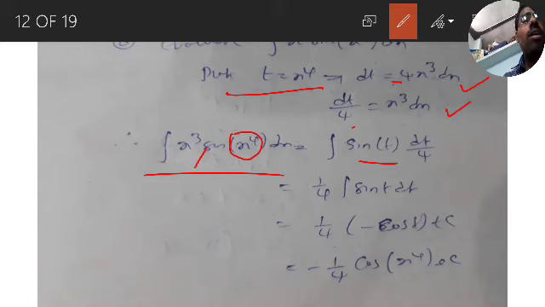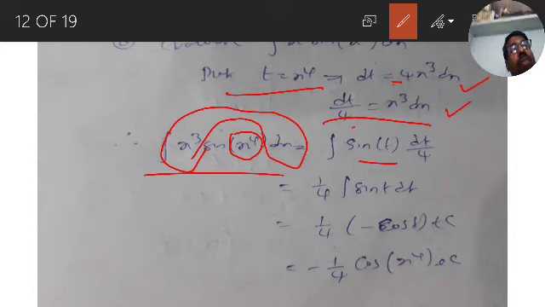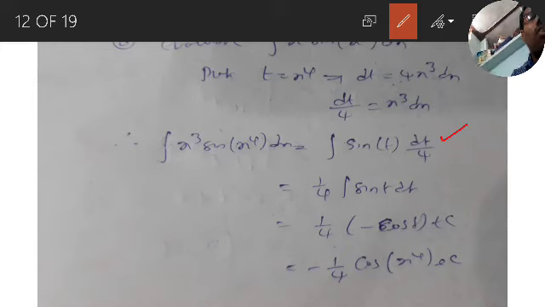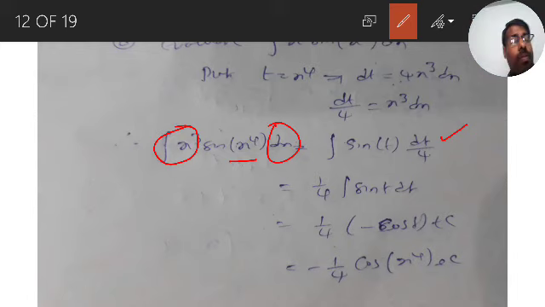Now x cube into dx. What is x cube into dx, guys? X cube into dx is dt by 4. X to the power of 4 is t. So it is the integration of sin t into dt by 4.